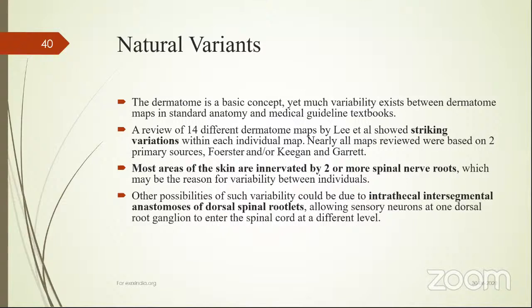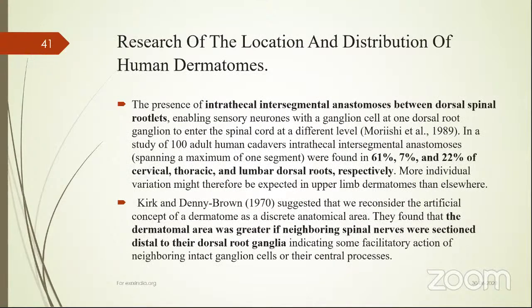So there is also some research going on related to dermatomes. One of these is by Moshe Ita, 1989. He studied 100 adult cadavers and came to the conclusion that 61% of cervical, 7% of thoracic, and 22% of lumbar dorsal roots have an intrathecal intersegmental anastomosis. As I explained, there's a connection between spinal roots. So if one root is affected, another root gets connections from other roots. They found this in the cadaver findings.